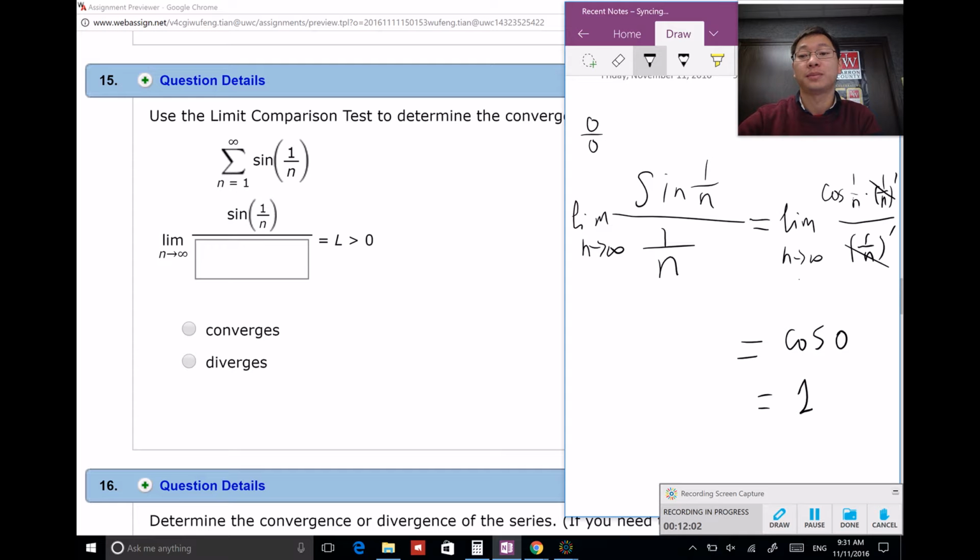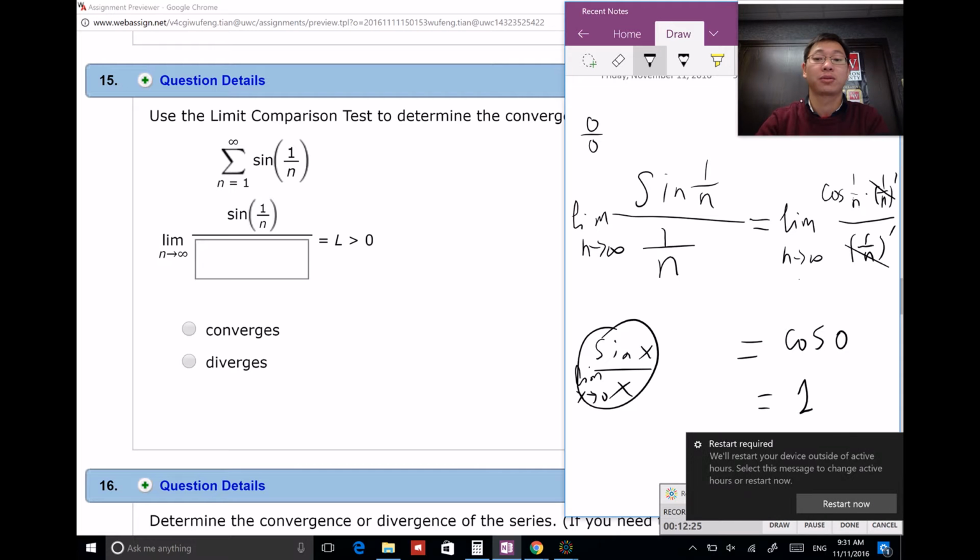And this is 1. So sine of 1 over n over 1 over n goes to, it's pretty much like sine x over x. When x goes to 0, it's the same idea, because 1 over n goes to 0. So it's the same idea as sine x over x. When x goes to 0, it equals 1. If you remember that, okay?